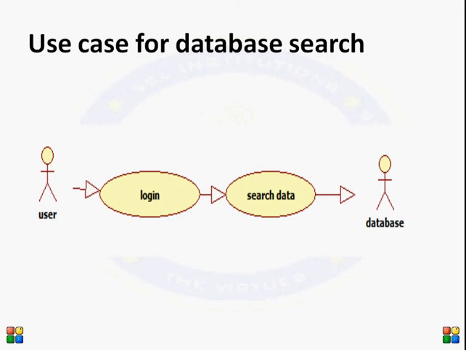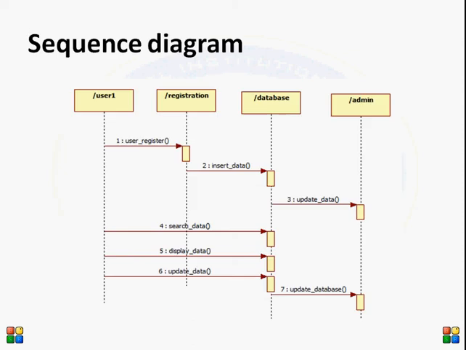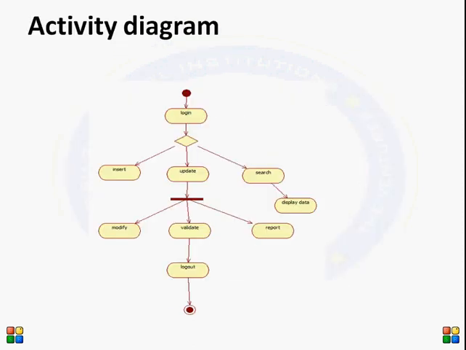Use case for database search. User can log in and after login he can search data, and finally the data search is performed from the database. This is the class diagram. Sequence diagram. Activity diagram.